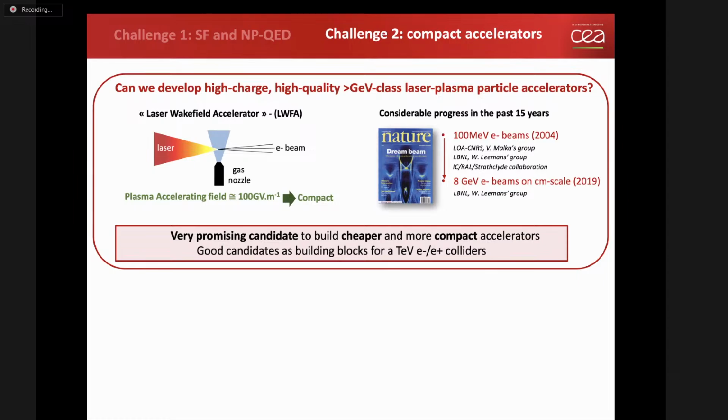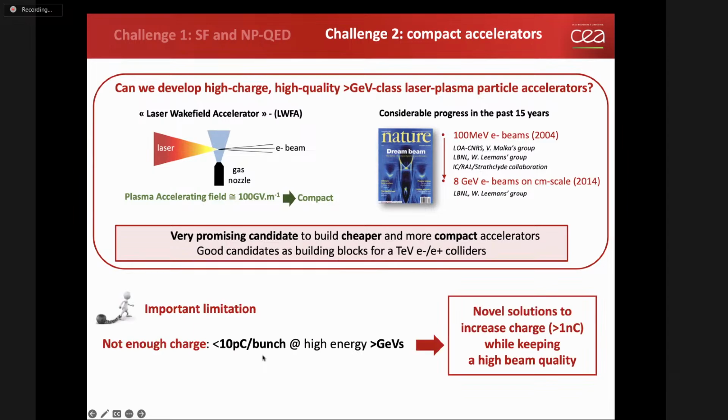So there has been considerable progress in the past 20 years, from the initial 100 MeV electron beam demonstration in 2004 by several groups, up to the present record of 8 GeV at Berkeley on a centimeter scale accelerator. So these accelerators are very promising to build cheaper and more compact accelerators, but they currently suffer from an important limitation, which is the low amount of charge that you can get at high energy, so at multi-GeV energies.